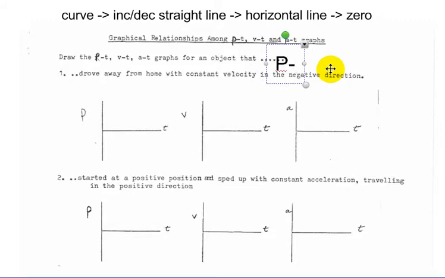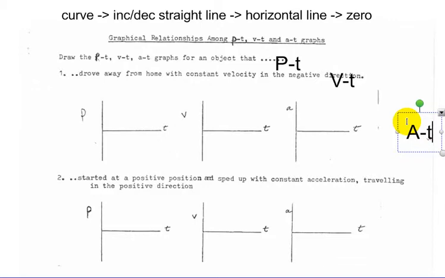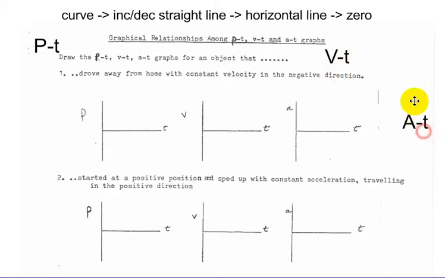I'm just going to use a couple of labels here: PT, VT, and AT graphs. We'll figure out where our graphs fit when we look at them in these 8 questions.